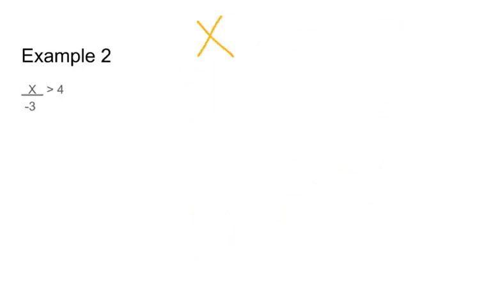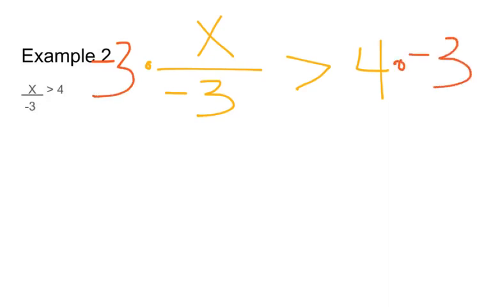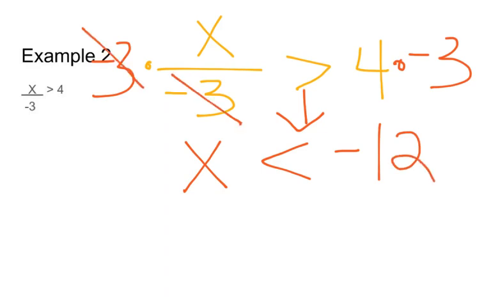Here's another example. x divided by -3 is greater than 4. Well, the opposite to undo division, we do multiplication. So I'm going to multiply both sides by -3. Ding, ding, ding, ding. We just learned something about that. If you multiply or divide by a negative number, in order to keep the inequality true, you have to flip the sign. 4 times -3 is -12, and these undo each other or cancel out. So x has to be less than -12.